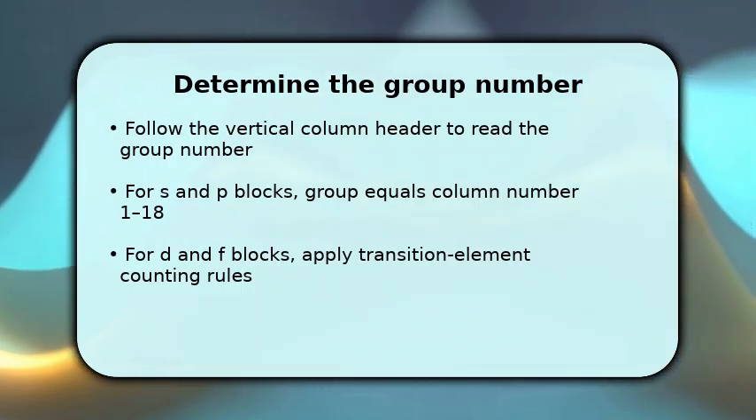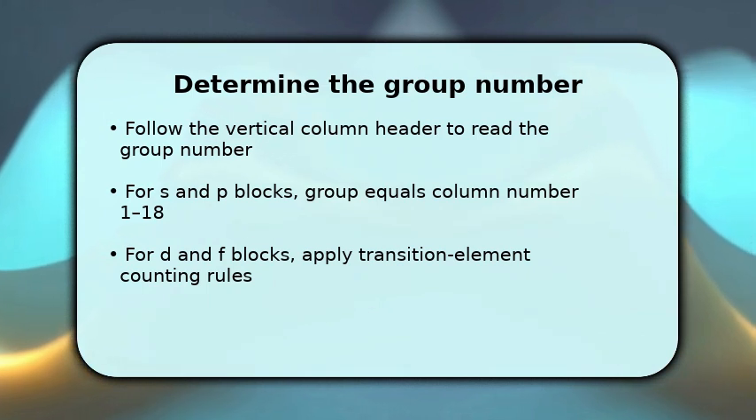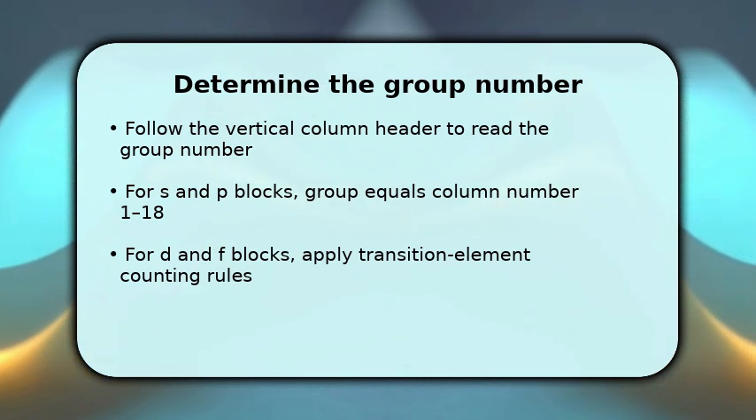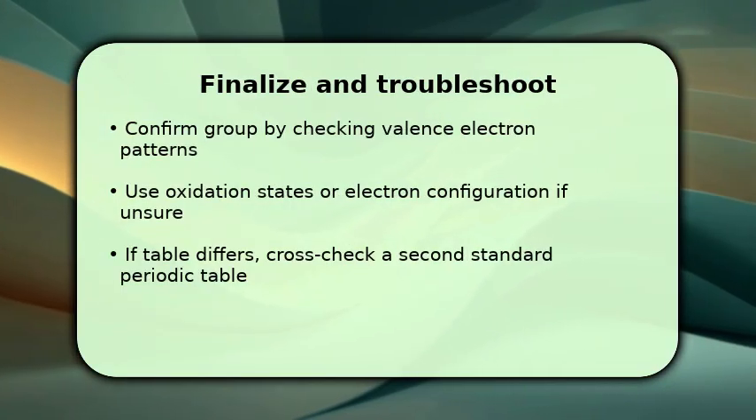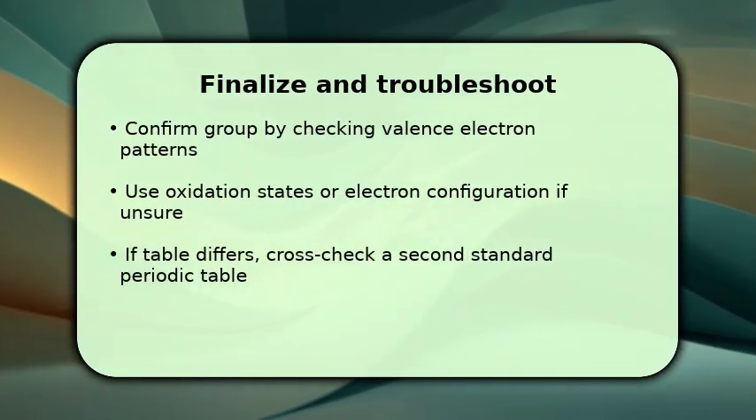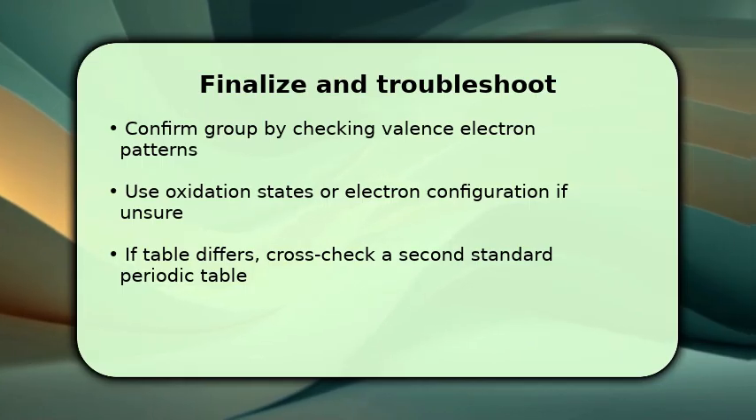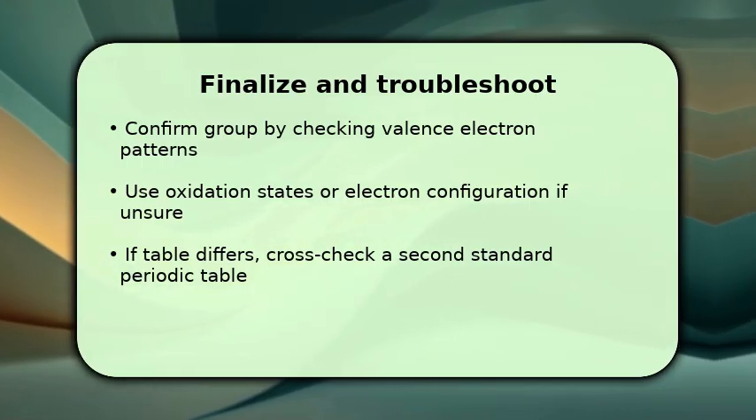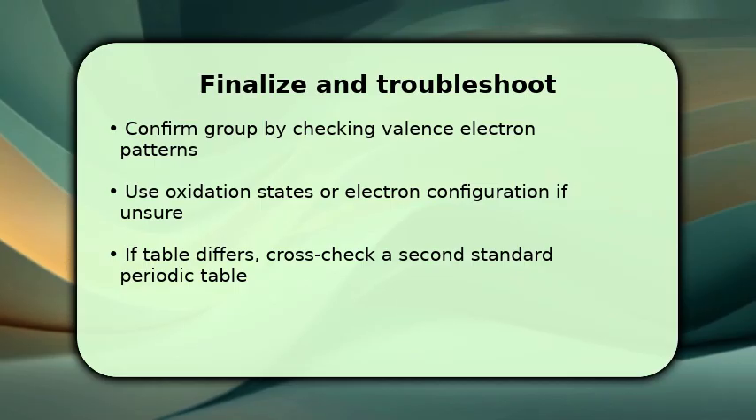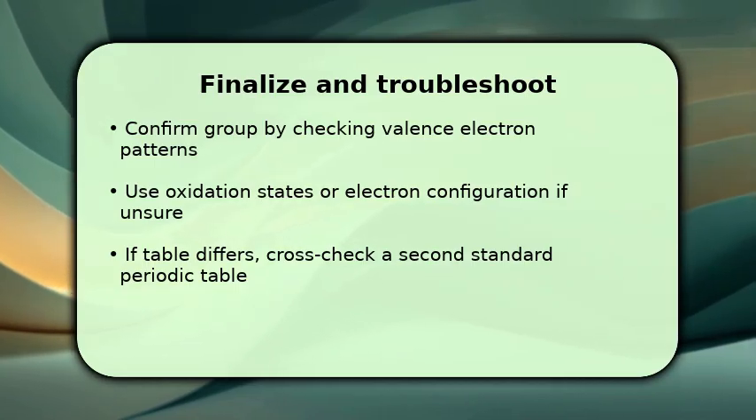To finish, verify the group by comparing expected valence electrons or typical oxidation states. This confirms the number you read. If you're uncertain, write the element's electron configuration and deduce the group from the outer electrons. This clarifies ambiguity for transition elements.